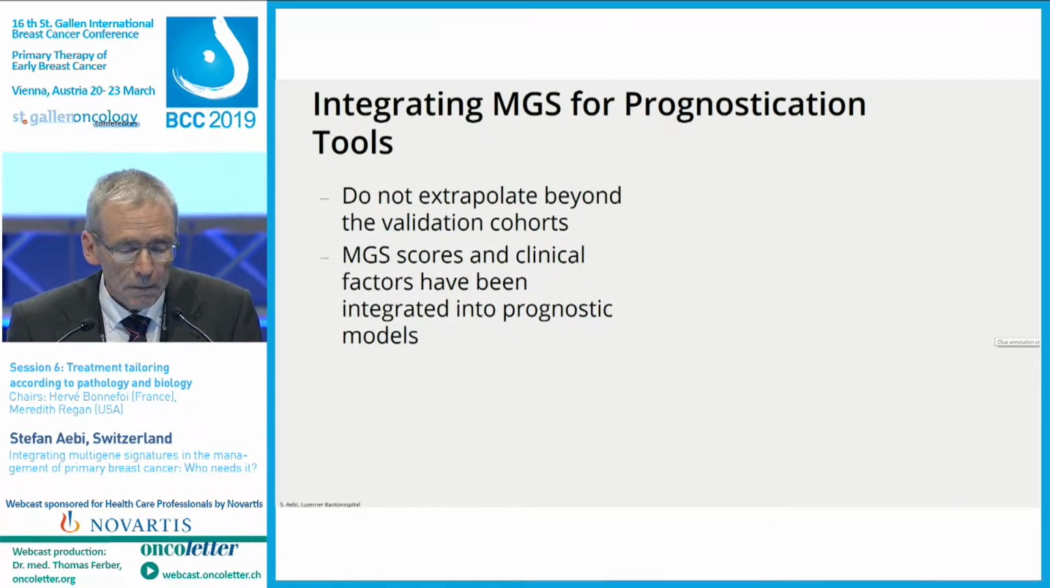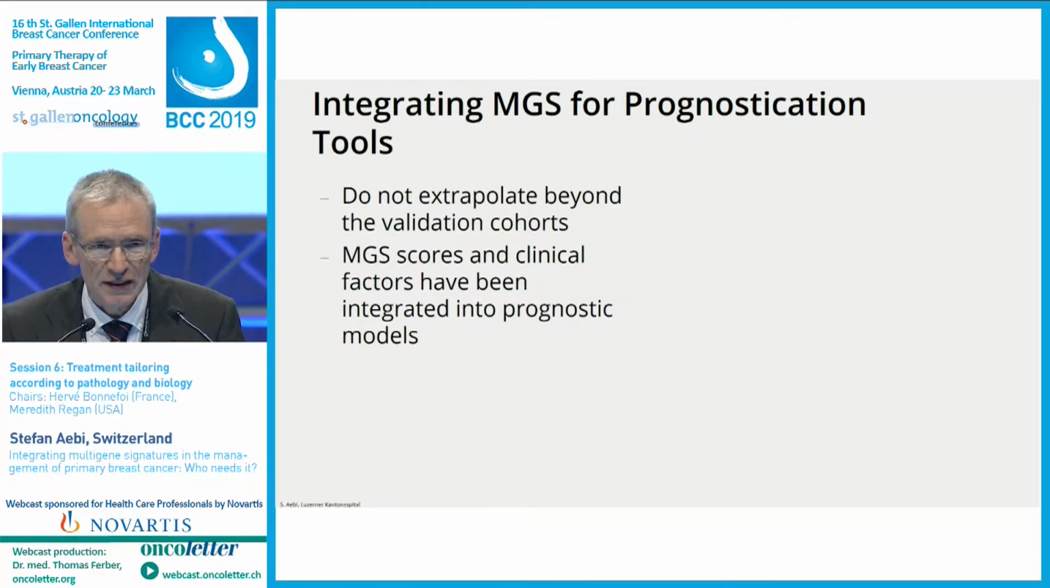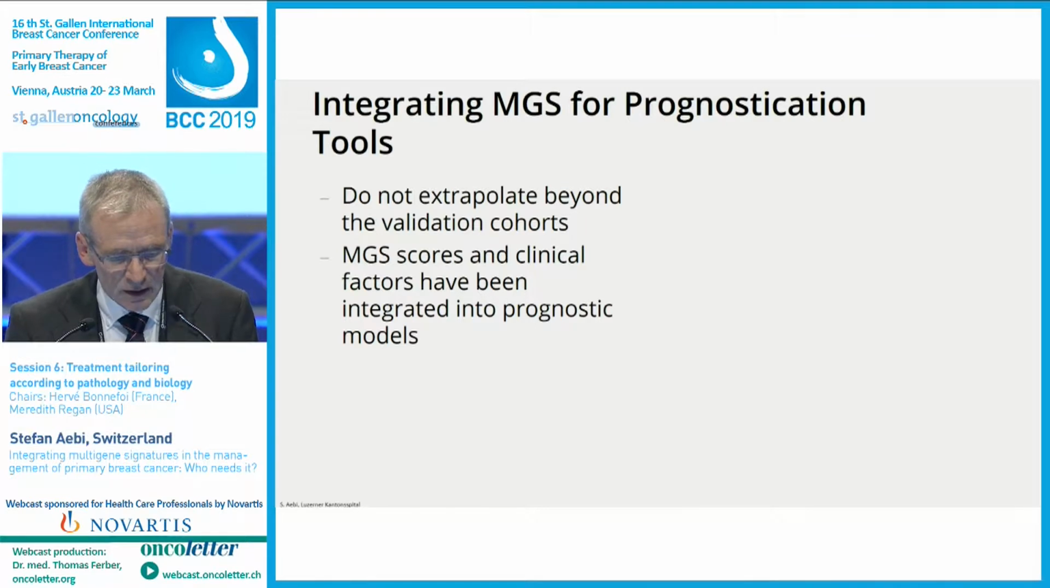Now, how can we do this? Do we have tools? One tool, of course, is just an intellectual one. We should not extrapolate beyond the validation cohorts. So we need to keep in mind what cohorts the scores were validated on, and we should not extrapolate out of this population.